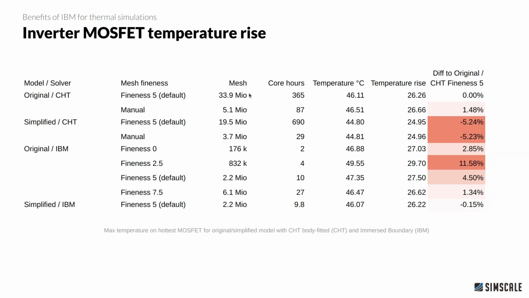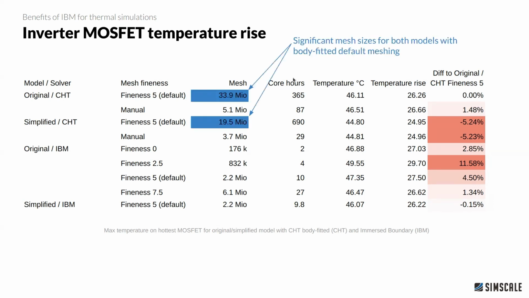For other models, it might not even be possible, but for sure you will require a lot of computational effort to do so. So, as I mentioned, for both models that we run body fitted, the original and the simplified, we get with the default meshing really high mesh counts, 34 million and 19 million. So we also require quite some computing core hours. Core hours just means essentially that if I'm running 365 core hours on 100 cores, such a simulation would take me 3.6 hours.